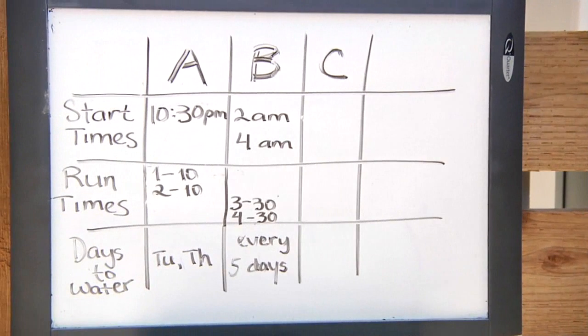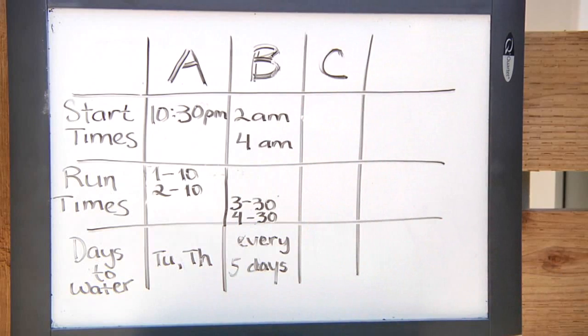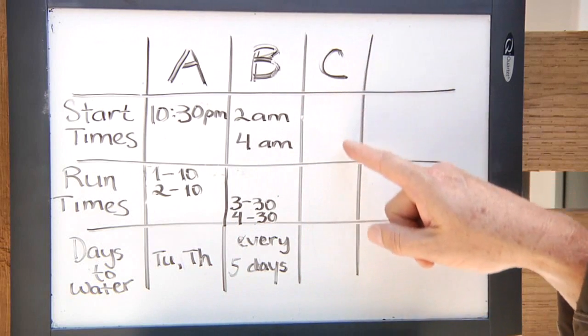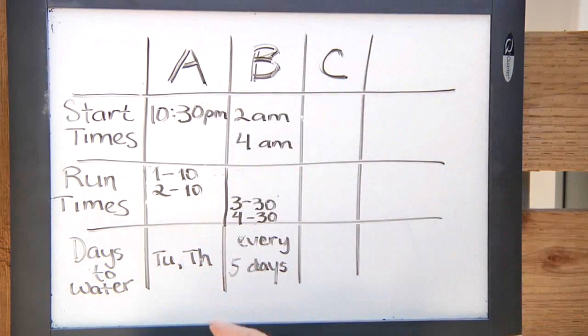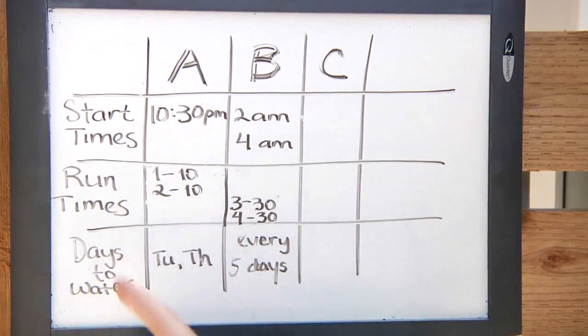So to explain further the use of the different programs A, B, and C, we've made a little chart here. It's kind of like a tic-tac-toe board. And we have columns A, B, and C. And in this example, we're not putting anything in program C. But you'll notice that each of the programs has all 3 ingredients: start time, run time, and days to water.